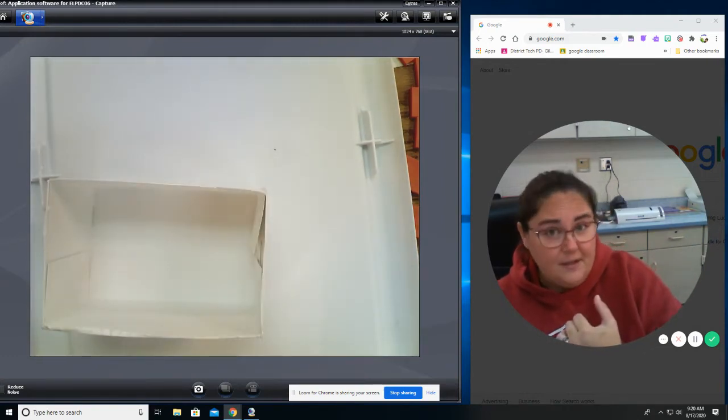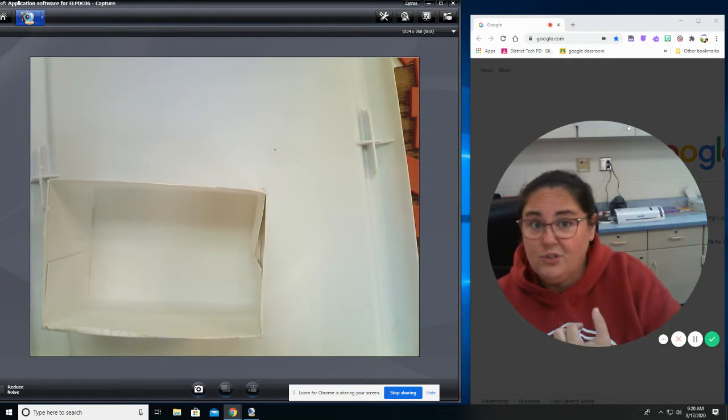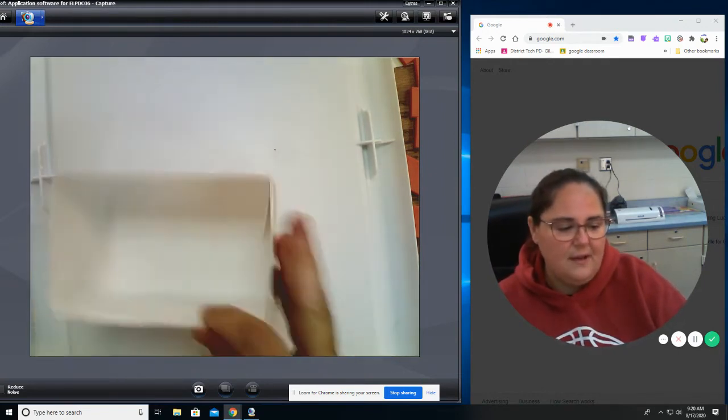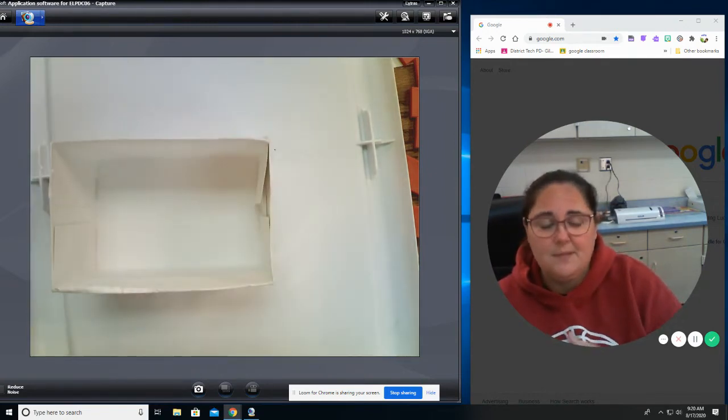So think of a tissue box. You can use a tissue box. Cereal box. You can use one of those. I have little drink pouches, so I just use one of those boxes to make it small and easy.